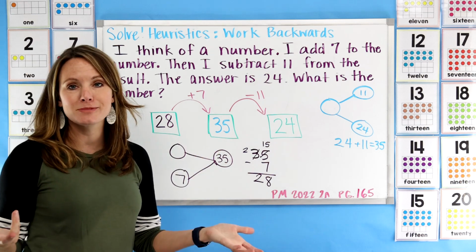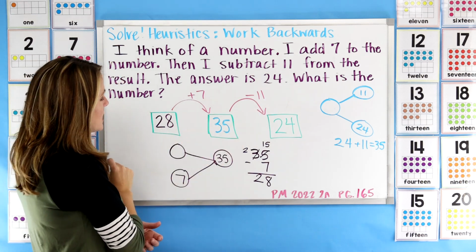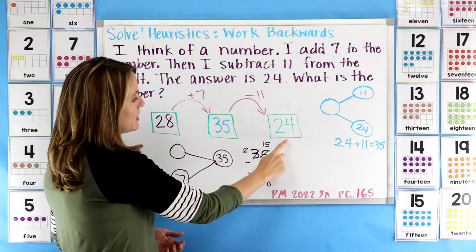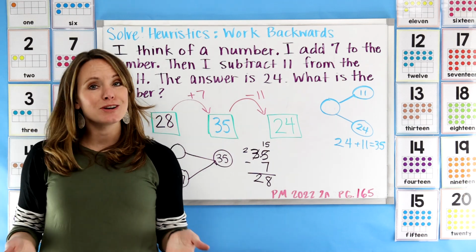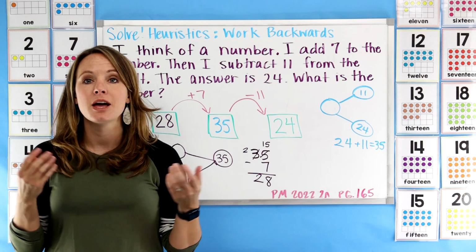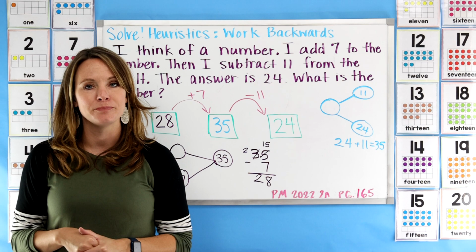Now, how would we check to make sure this makes sense? Let's work through it and make sure these components check out. 28 and 7 more is 35. 35 take away 11 is 24. That works, and it makes sense. You can also check it by trying another method. I'm curious what other method you might use. Maybe you want to grab some base 10 materials and check that out. You can do that as well.